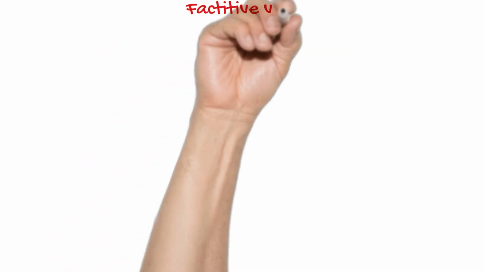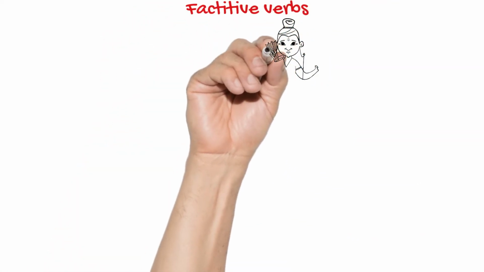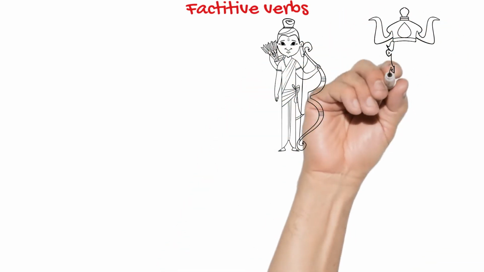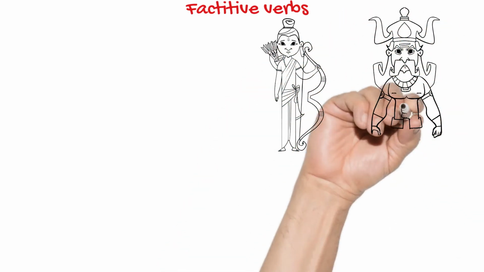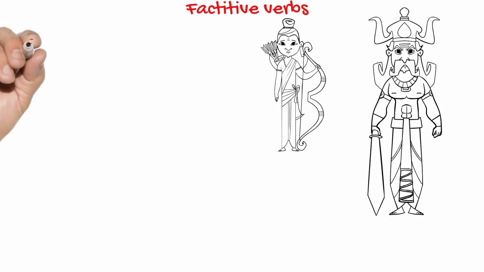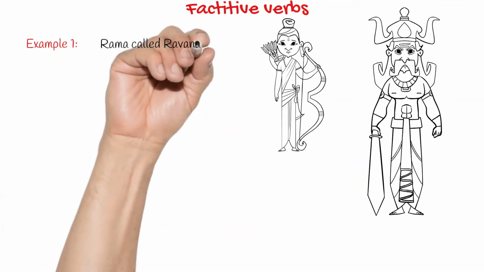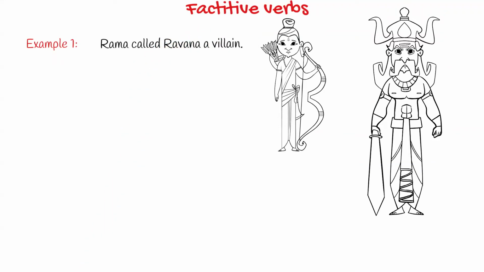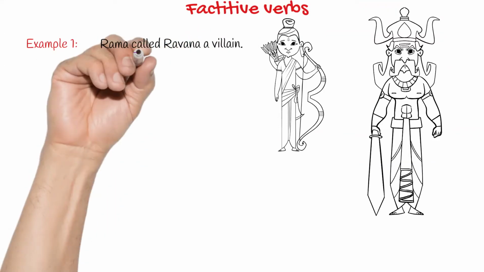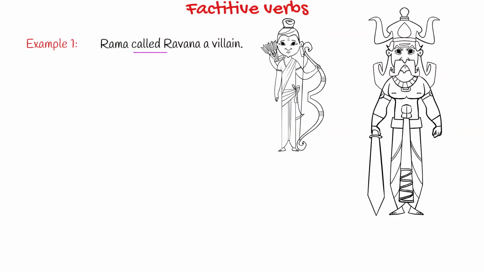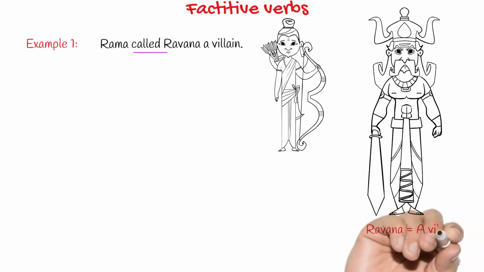Factitive verbs. Factitive originally means making something or causing a result. Here, factitive verbs make a direct object something different. Example 1. Rama called Ravana a villain. What does the verb in this sentence indicate? The verb called indicates Ravana has been placed into a new category. Ravana is made a villain. Called, being a factitive verb, makes Ravana a villain.